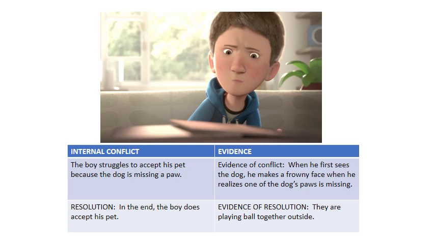One conflict could be that the boy struggles to accept his pet because the dog is missing a paw. We need to always ask ourselves, what evidence do we have that that's a good conflict? Well, one piece of evidence is when he first sees the dog, he makes a frowny face and says, "Bleh," when he realizes one of the dog's paws is missing.